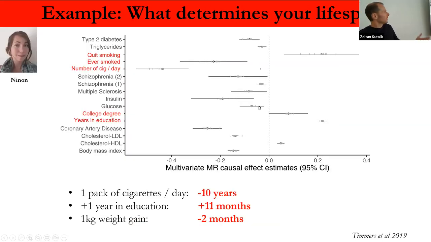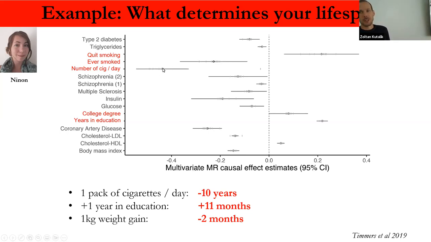And then you can push it more towards traits that are less usual to do MR on, for example, lifespan. Here in the study, we did a multivariable Mendelian randomization where we assess the impact of multiple risk factors. So this is Nino's work, multiple risk factors on lifespan. And actually, not surprisingly, smoking is one of the biggest killers, of course, which reduces lifespan the most possible.